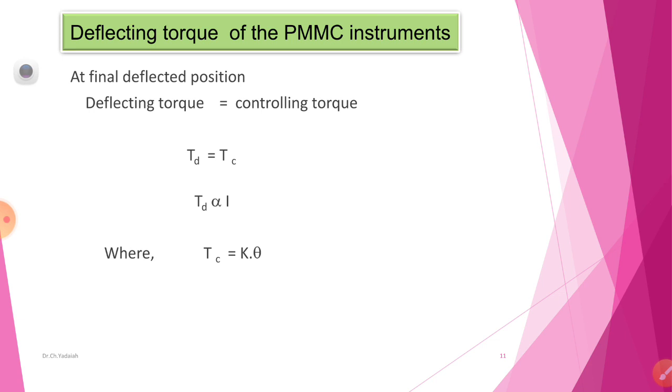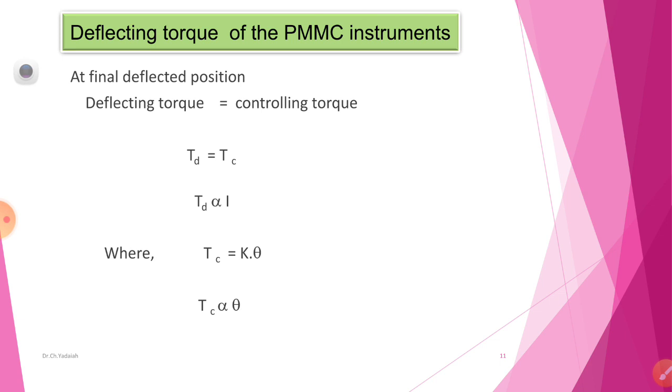So, that is the material constant. Now, you can see it. Now the controlling torque TC is directly proportional to theta. If theta changes, the controlling torque also increases. Initially, the controlling torque is normally zero.